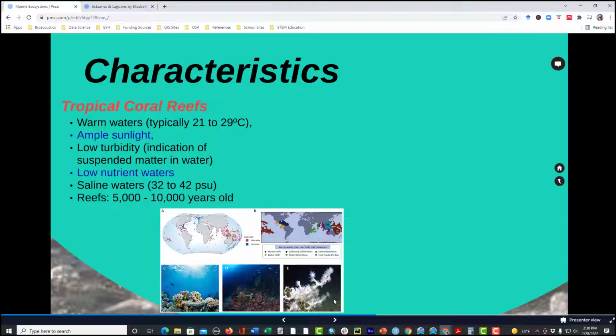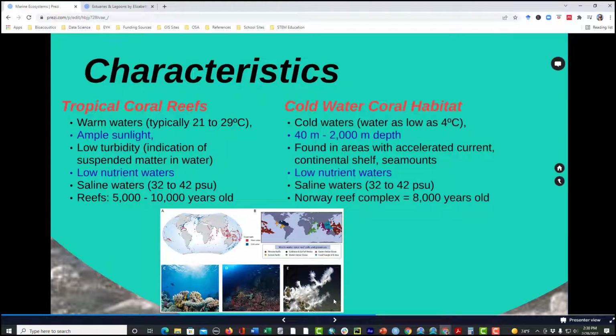There's going to be low nutrients that occur there, and these waters are typically saline. The reefs that occur within tropical reef regions are very old, between 5 and 10,000 years old. We also find cold water coral reefs.